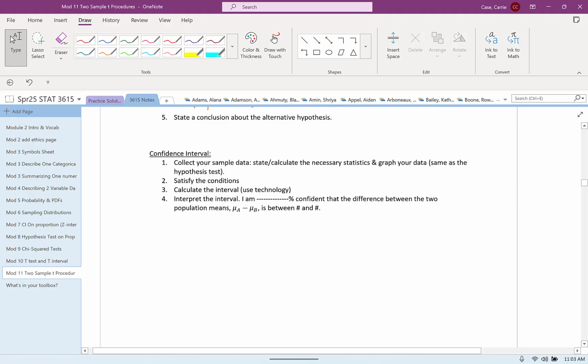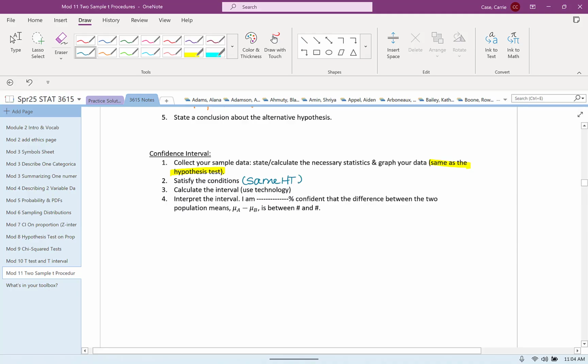For our confidence interval, we collect our sample data, we state and calculate all of our necessary statistics, and we graph each of our sets of data and then the combined set. So the graphs here are the same as the hypothesis test. So we're going to have three different graphs, one for each category, and then one with the combined box plots. You're going to satisfy the conditions, which are the same as the hypothesis test for the pooled test.